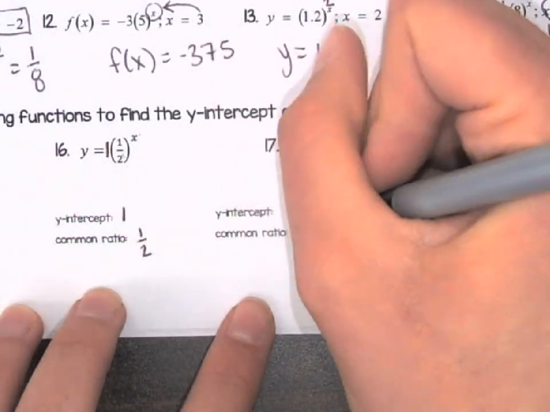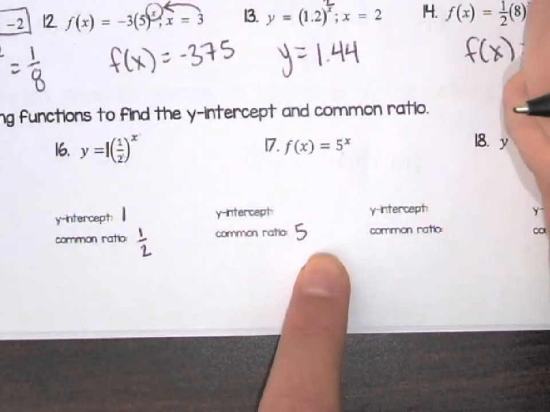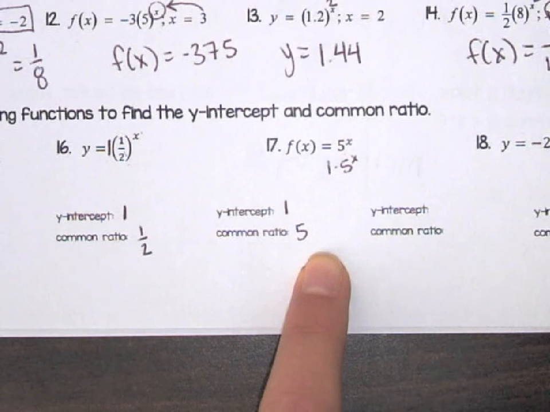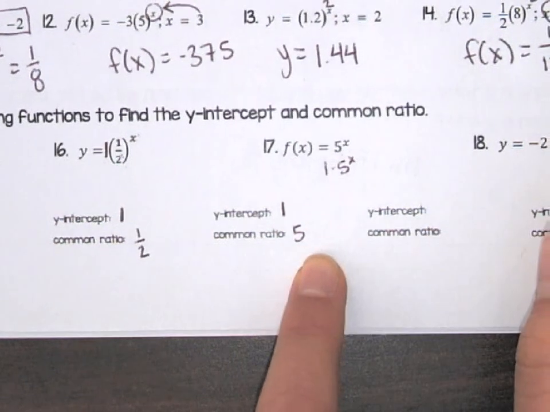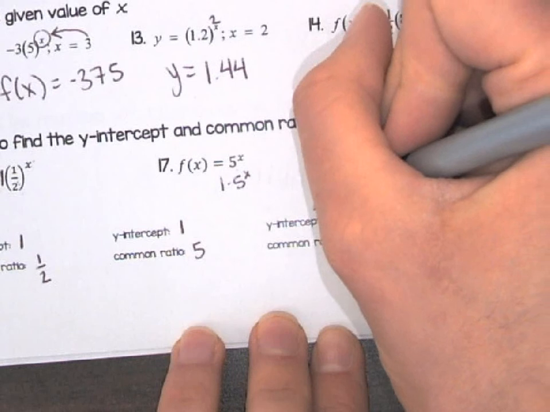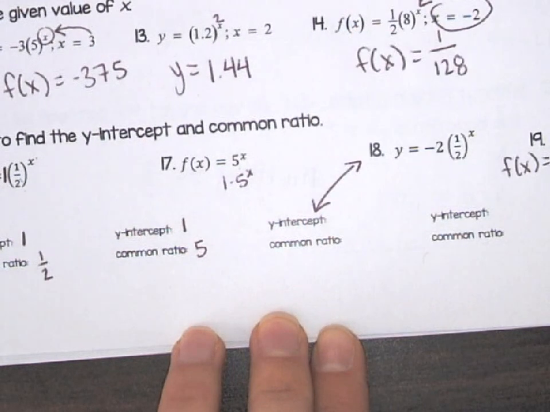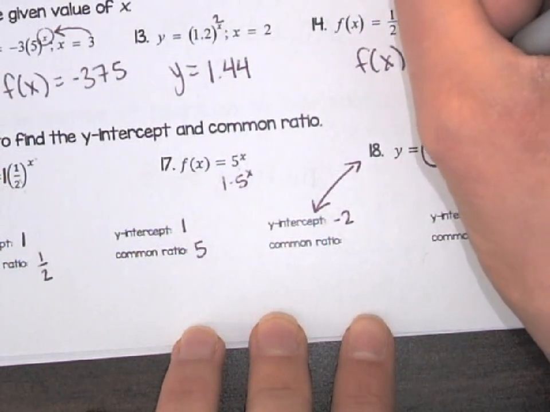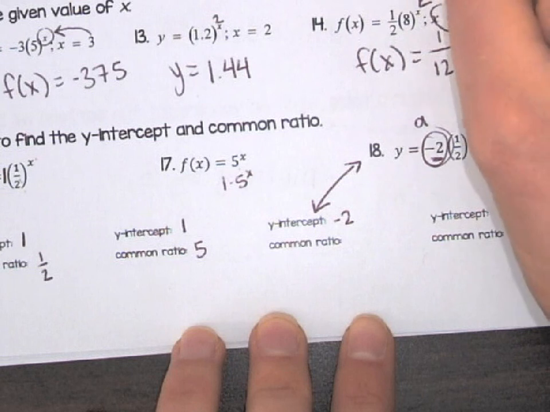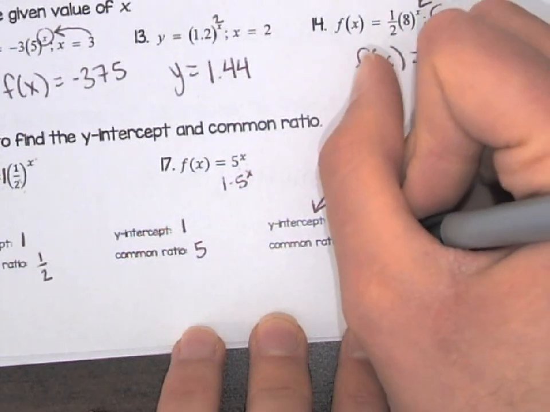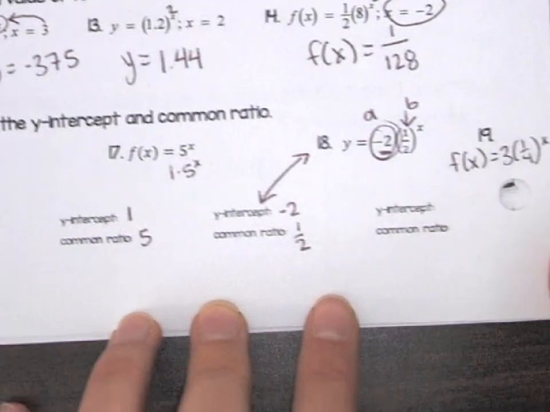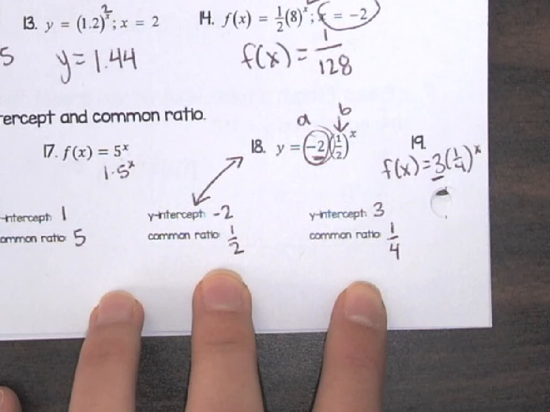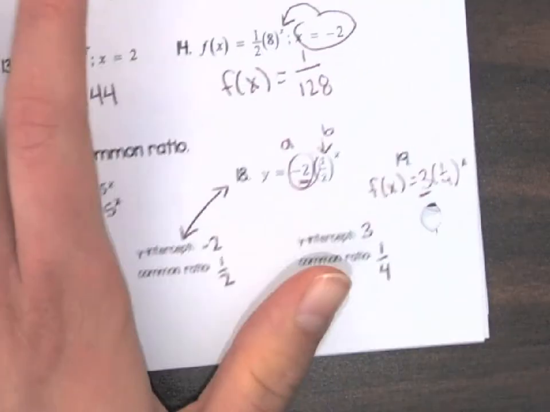Same idea on this one. The 5 is what's being raised to the power, so that's our common ratio. And it would really be like if we had 1 times 5 to the x, because the 1 doesn't change anything, so we just simplify it to 5x. Okay, these didn't line up very well, but this would be the answer for 18. Okay, number in front is negative 2. Is it okay to have that negative? Yes, because it's the a value, okay? The number inside of here, our b value is positive, and it's positive 1/2, so that one looks good. And then 19 that we had to rewrite, number in front is 3, and the ratio was 1/4. Hopefully those are pretty easy. Go ahead and turn the page here.